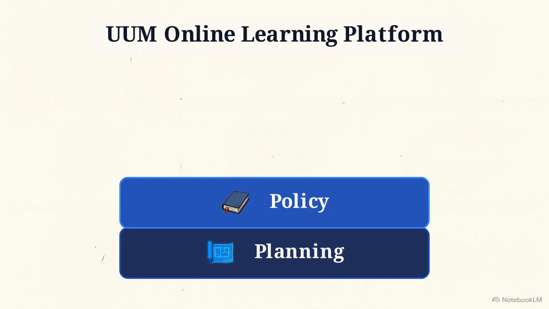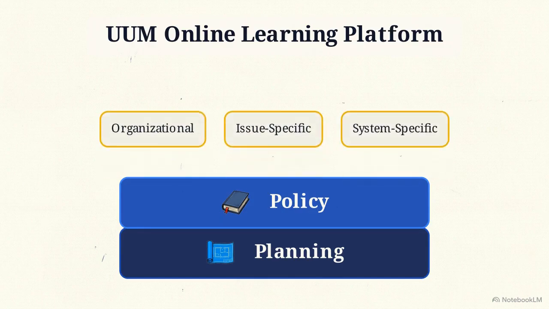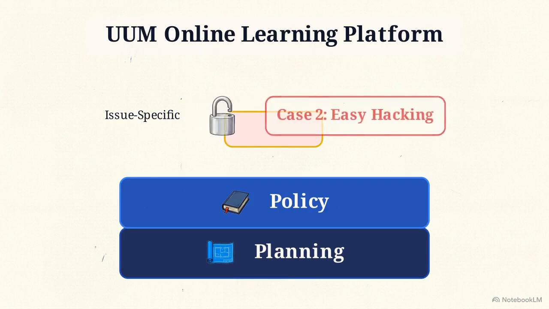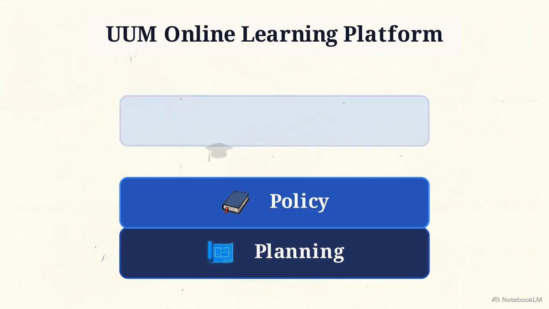This formal rulebook defines allowed behaviors through 3 categories: organizational policies for acceptable use, issue-specific policies for password rules, and system-specific policies for database access. Without basic issue-specific rules, like requiring a minimum password length or special characters, our platform falls victim to Case 2, easy hacking through unlocked digital doors.